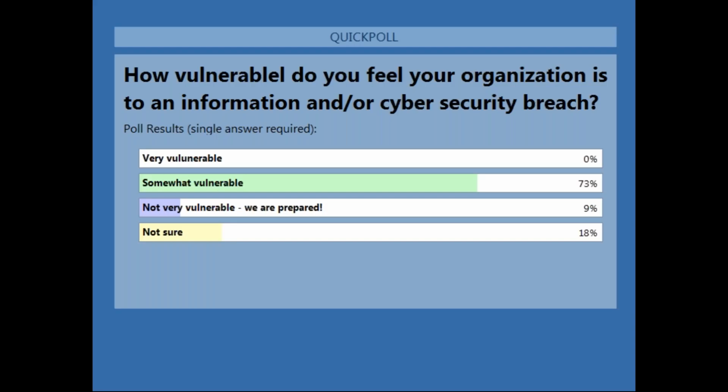Well, I think you're all very practical in saying that you feel somewhat vulnerable. Again, a lot of people aren't sure. It is interesting that nobody felt very vulnerable, and I think that has something to do with the fact that all of us at every organization have some kind of security. Even if you buy a laptop and you work for yourself, there's security that you can put on your own devices. So I think this idea that we're all somewhat vulnerable is realistic, meaning that we do what we can. We're trying to be prepared, but we never know until it happens to us.